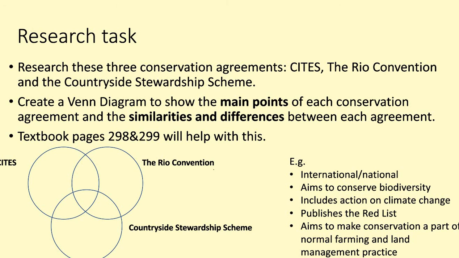The sort of things that you need to be looking at is whether they are international or national projects, what their aims are, whether they include action on climate change, whether they publish the red list, which is the thing I just mentioned about threatened species, and also how they respond to making conservation a part of normal farming practice. Okay, so those are the things to look out for. You might find some other things that you think are important, and add those to your Venn diagram to get an idea of the differences and the similarities between policies.